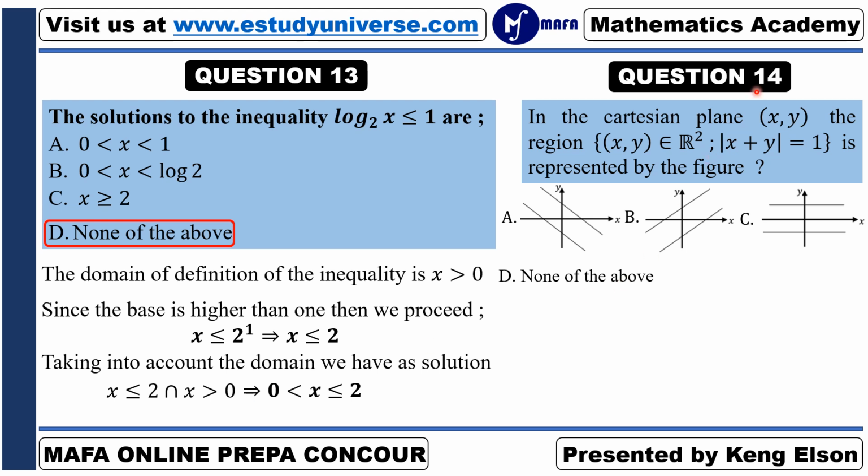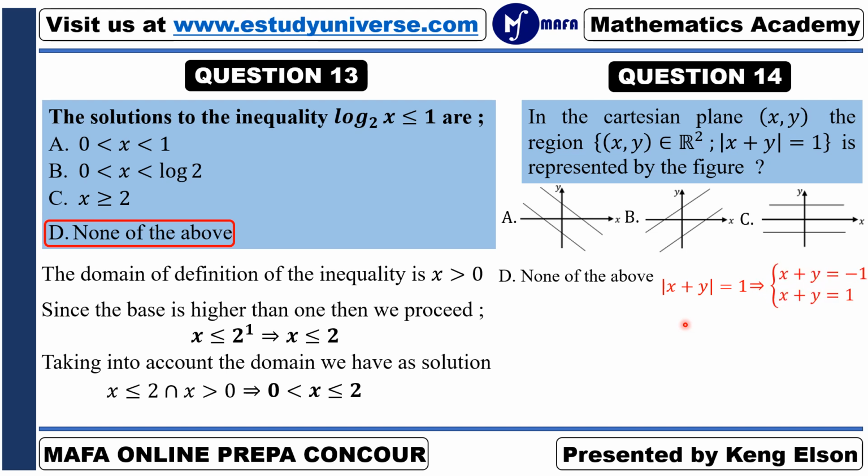Alright, question 14. In the Cartesian plane xy, the region of couples (x, y) belonging in R squared. This just means that x is in R and y is in R. That's why if you write it as a couple, it's (x, y) in R squared. Okay, now the absolute value of x plus y is equal to 1. What is its representation? All right, so first we give the implication of absolute value of x plus y equal to 1. What does it mean?